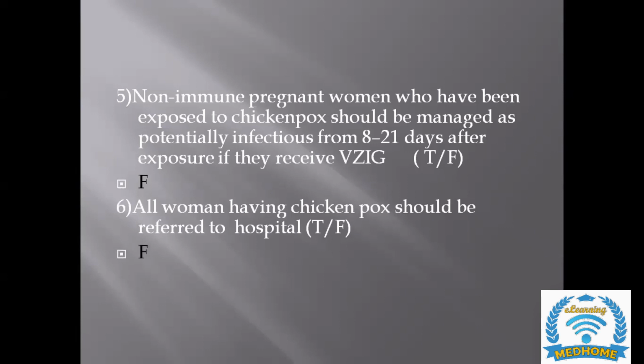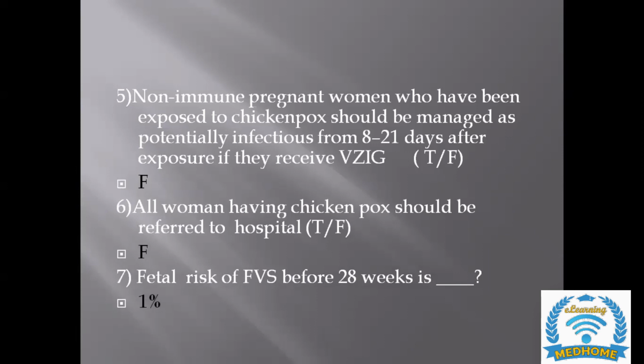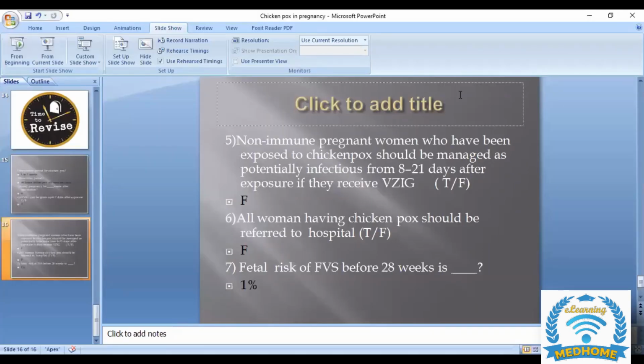Okay, right. So, fetal risk of having fetal varicella syndrome before 28 weeks is less than 1%. Approximately 1%. Okay, very good. So, anything you want to ask about chickenpox in pregnancy? Then we will start. What is the fetal risk after 28 weeks? There is no risk of having fetal varicella syndrome after 28 weeks.